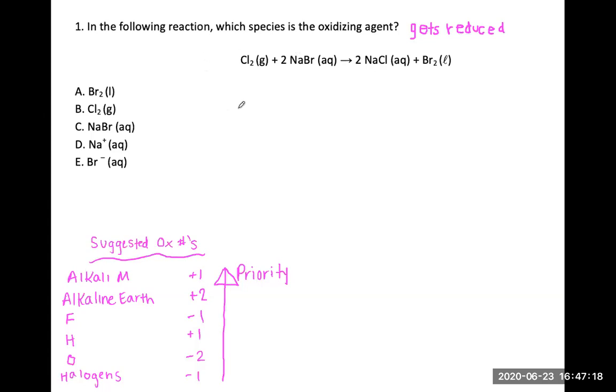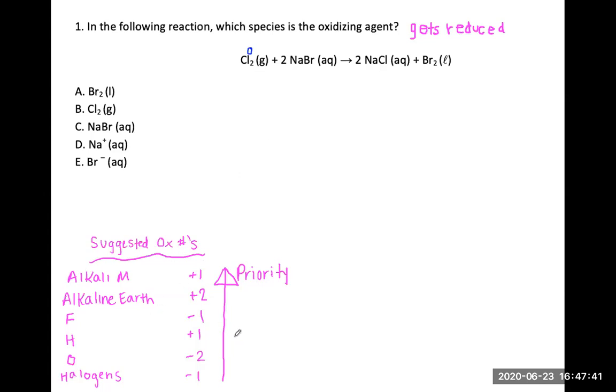And our counting system for that is oxidation numbers. And we know that our oxidation numbers need to add up to the overall charge on the molecule. When we have something like Cl2, we have something that's on its own, it's neutral. The oxidation state is going to be 0 for each of those fluorines. Then we have sodium bromide.